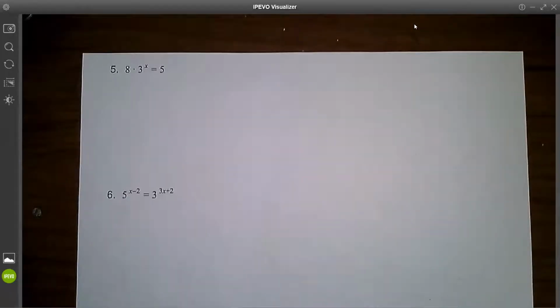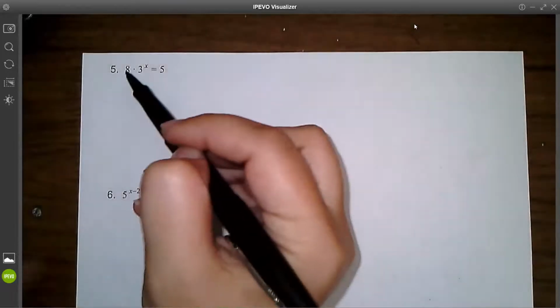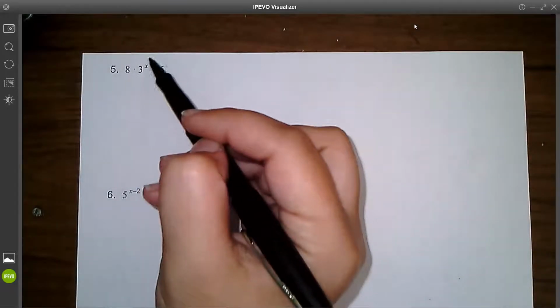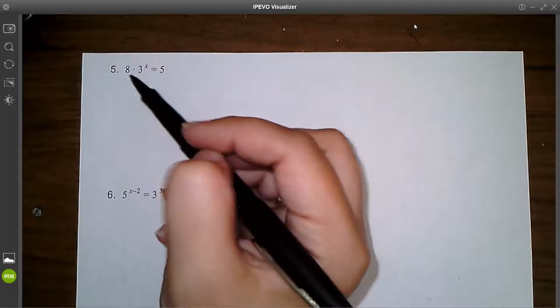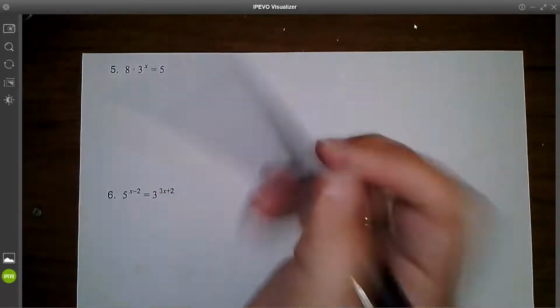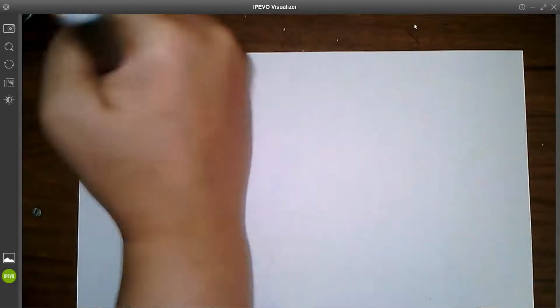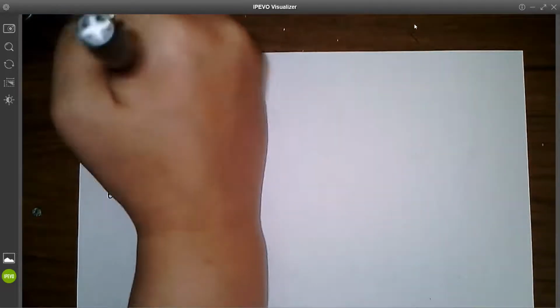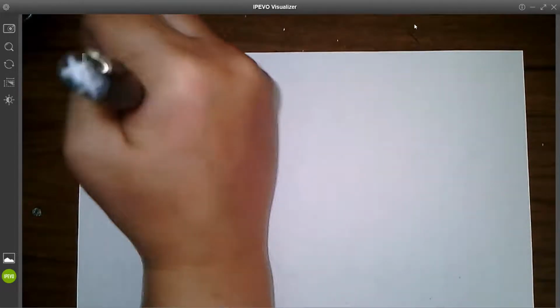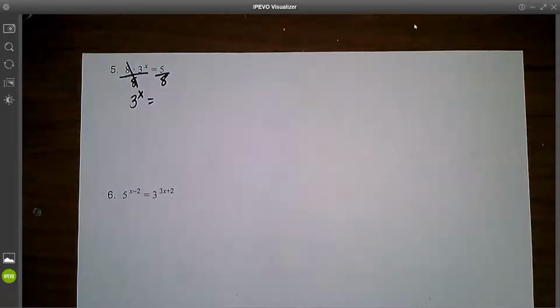This one, number 5, I only have one thing raised to the power of x with x in there, so I'm going to undo what's happening to my exponential piece, and then I'll convert it to logarithmic form. So I'm going to undo this multiplication. You can't say that that's 24 to the x power because you do parentheses, exponents next. So you would have to do this before you multiply. Since that's a variable, you have to undo the multiplication. So I'm dividing both sides by 8. And I have 3 to the x equals 5/8.